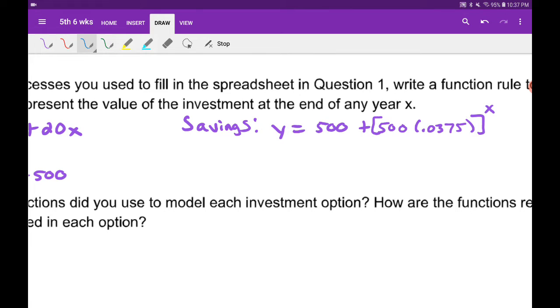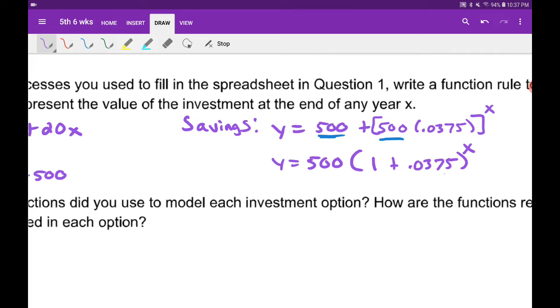Now, what I'm noticing here is that we have a 500 here and a 500 here. And I know we're not very good at GCF because most students aren't, even at the higher level mathematics, like calculus students still struggle with GCF. That 500 can be factored out of here. So if I factor out that 500, I have y equals 500, right? So 500 divided by 500 is 1, and then 500 times whatever this number is going to be plus 0.0375, and then to the x power.